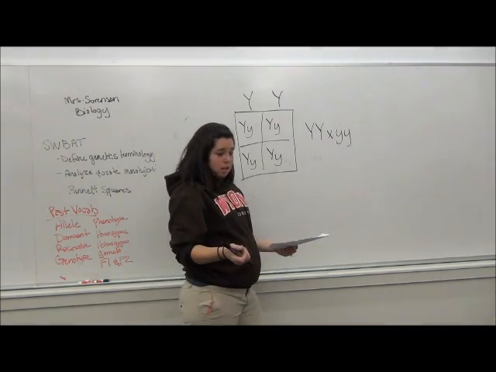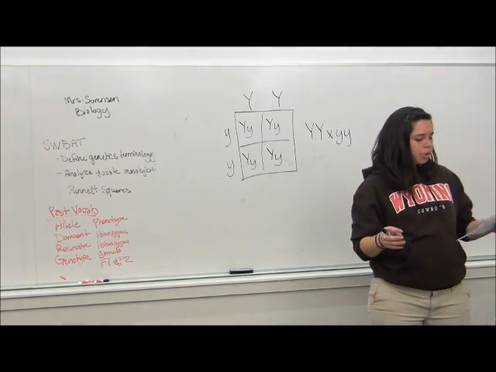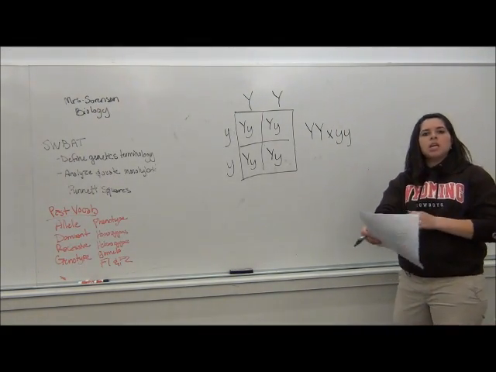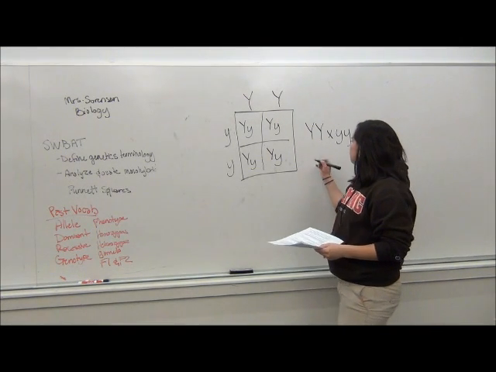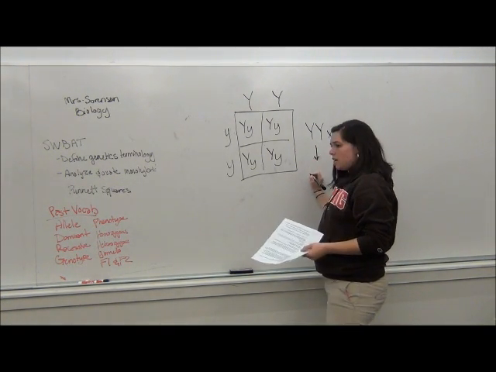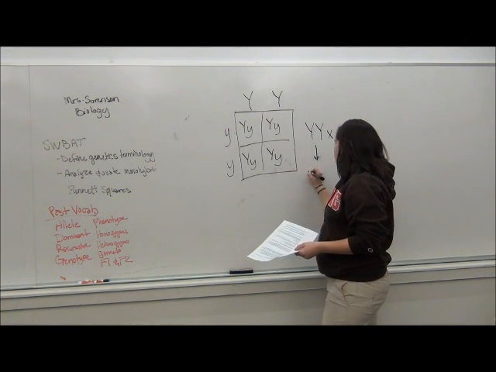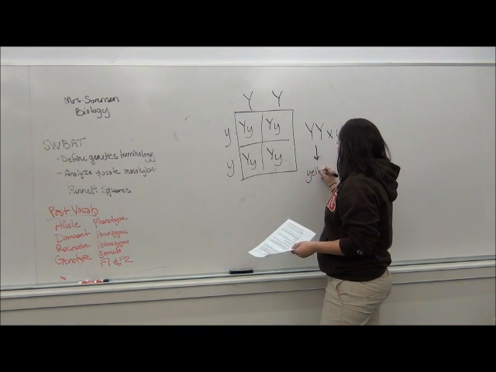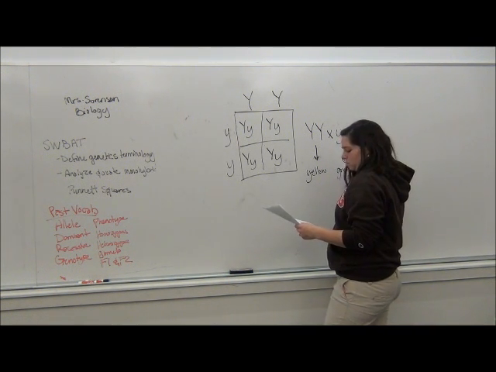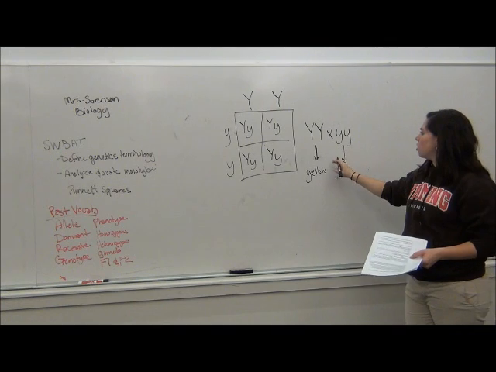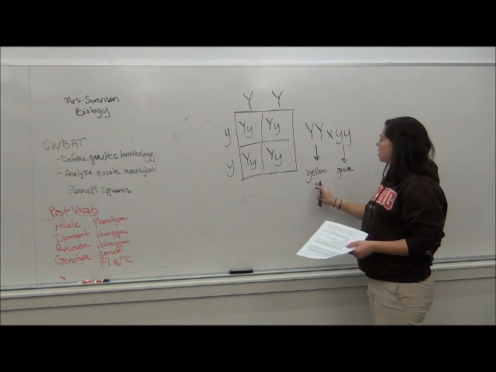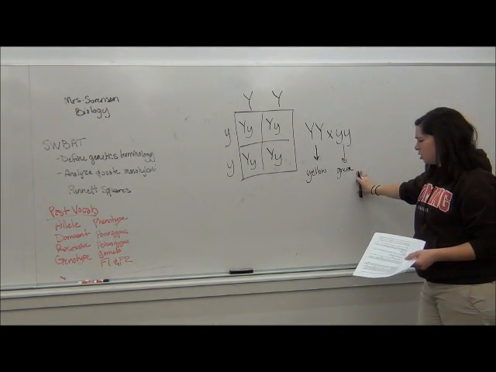So we talked about Mendel, right? And one trait that he was interested in with his pea plants was seed color. He found that the dominant seed color was yellow, and the recessive seed color was green. So you have a homozygous dominant, homozygous recessive. Homozygous dominant gives you yellow, homozygous recessive gives you green.